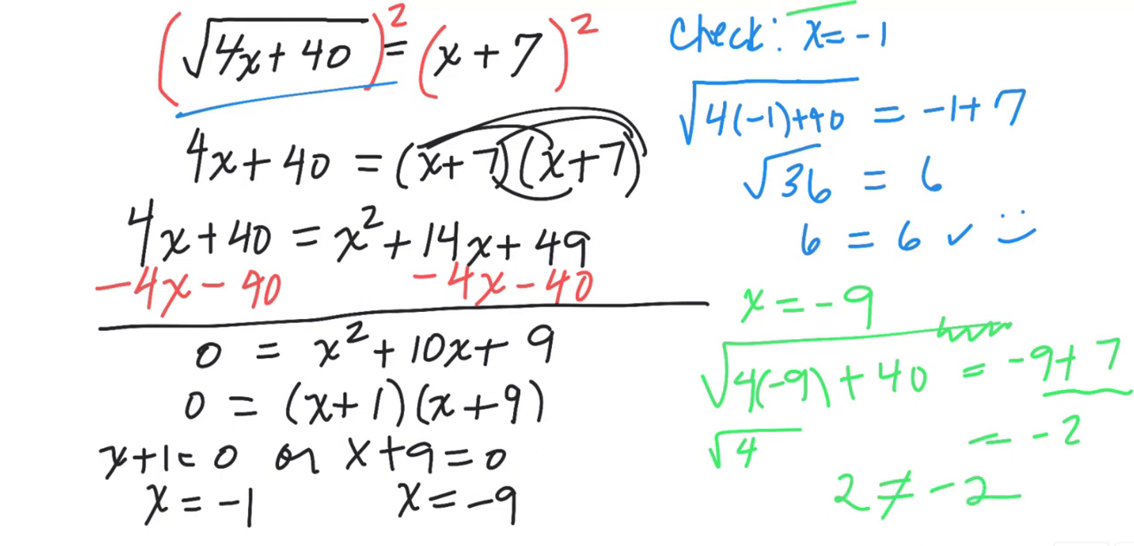Thus, my only solution is x equals -1, and x equals -9 is not a solution. So be careful anytime you have problems that deal with square roots that you actually need to go through and check your answers.